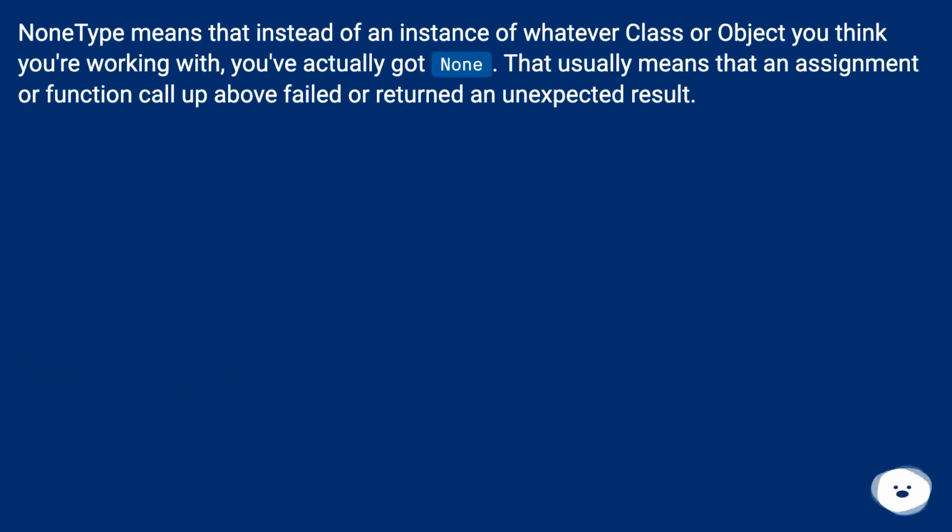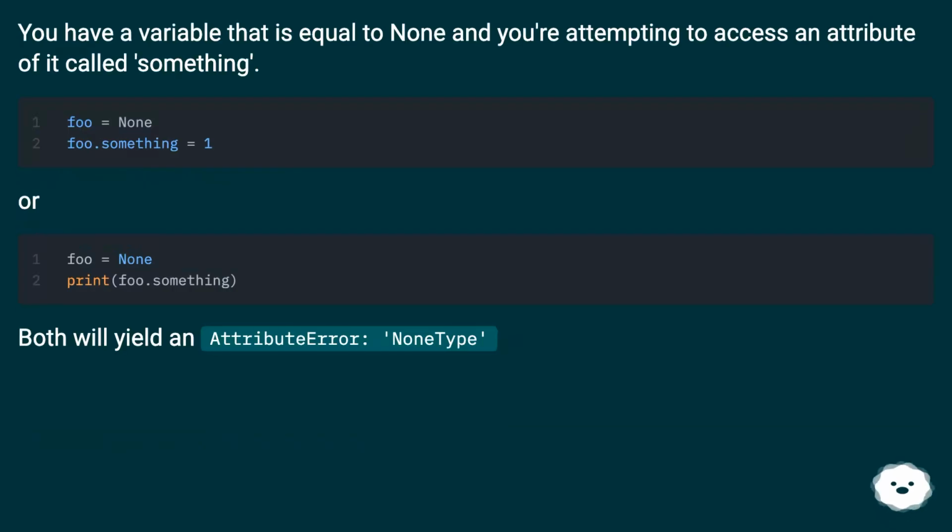NoneType means that instead of an instance of whatever class or object you think you're working with, you've actually got None. That usually means that an assignment or function call up above failed or returned an unexpected result. You have a variable that is equal to None and you're attempting to access an attribute of it called something. Or both will yield an attribute error: NoneType.